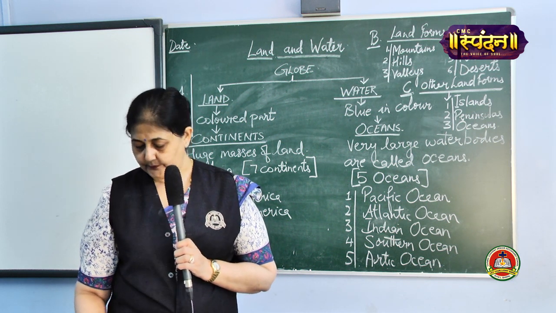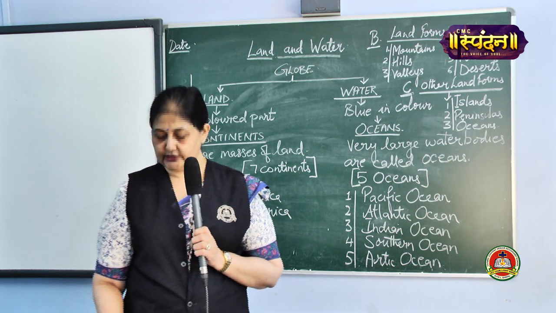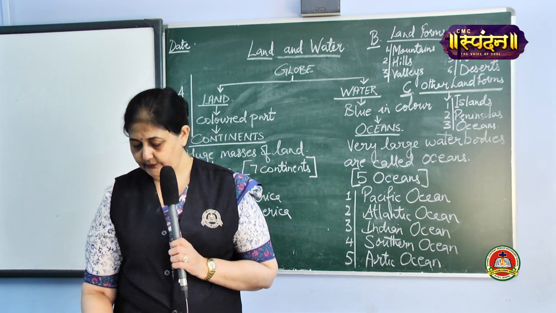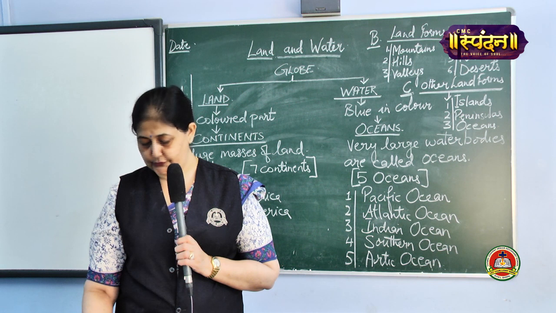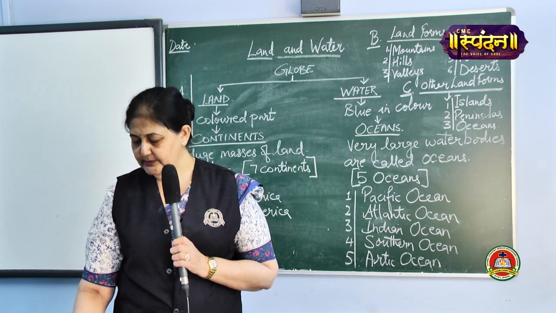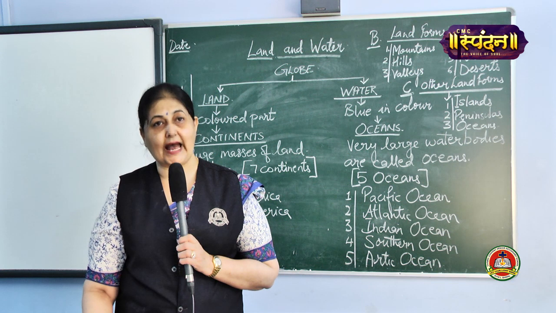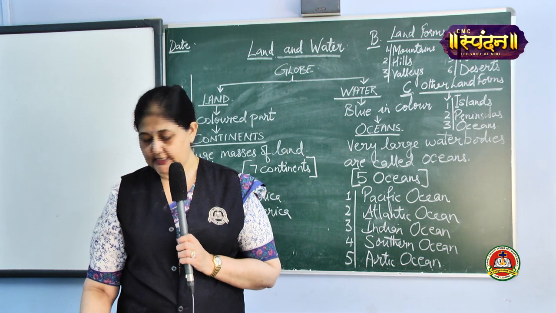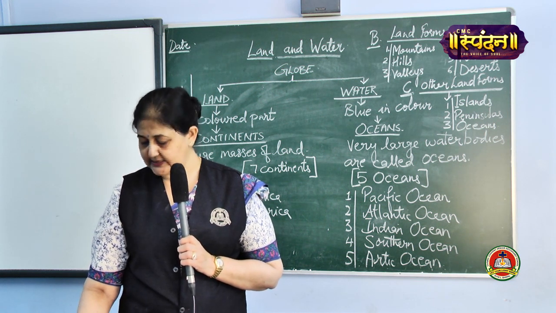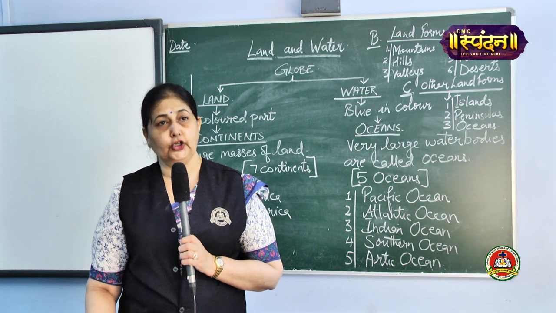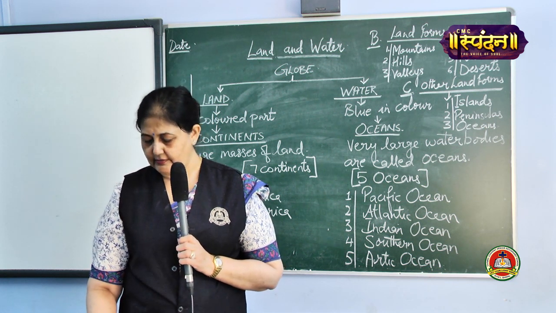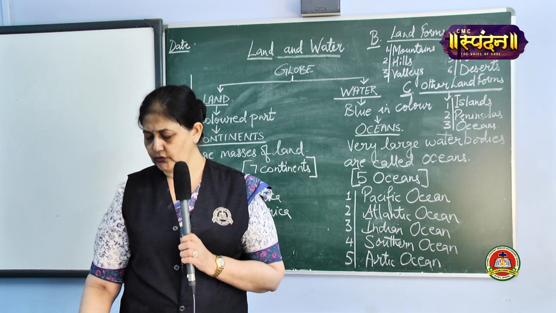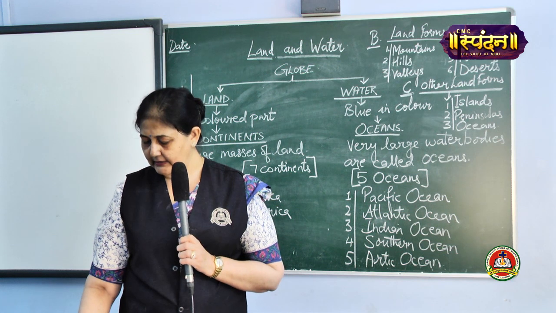Correct, children? Now let's recall. Let us give it a quick recall to the lesson. There are types of landforms: mountains, hills, valleys, plains, plateaus, deserts, islands, and peninsulas. There are 7 continents in the world: Asia, Africa, North America, South America, Antarctica, Europe, and Australia. There are 5 oceans in the world: Pacific Ocean, Arctic Ocean, Indian Ocean, Southern Ocean, and Atlantic Ocean.